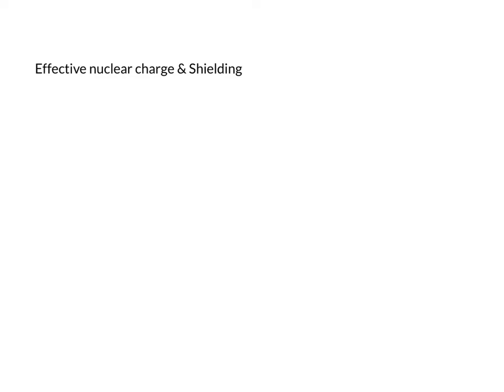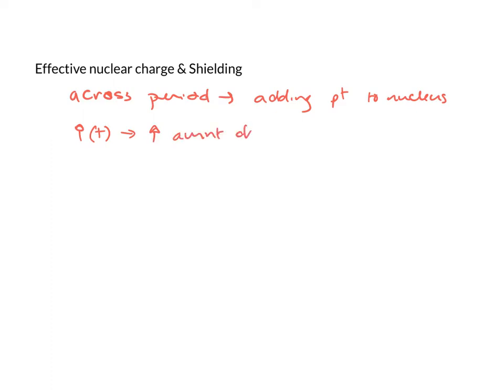Okay, so as we go across a period, we're adding protons to the nucleus, which means that we're adding positive charge. So if we add positive charge, we're going to increase the amount of attractive force that the electrons feel to the nucleus.